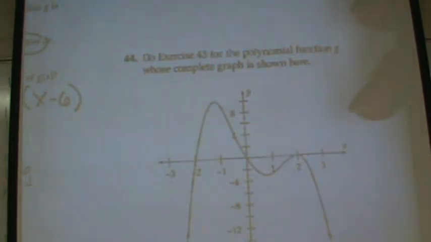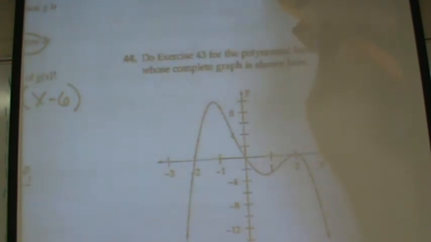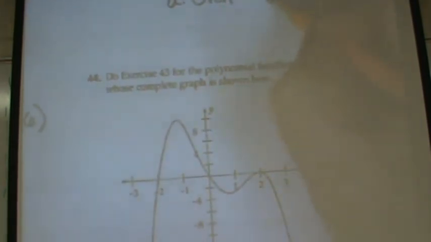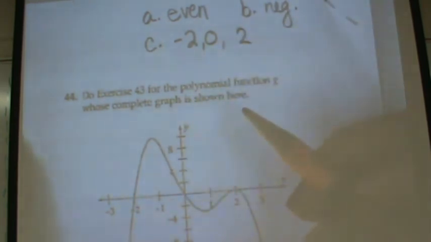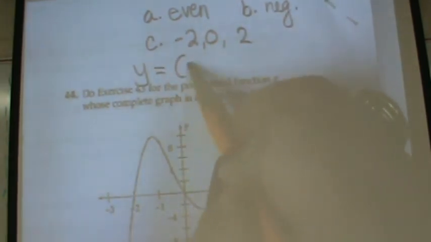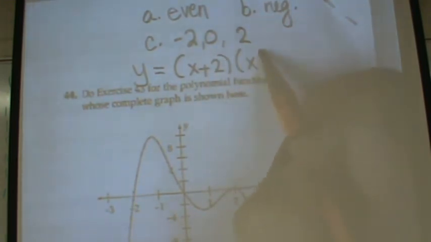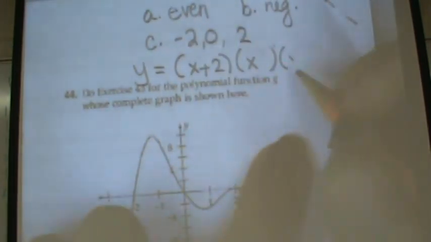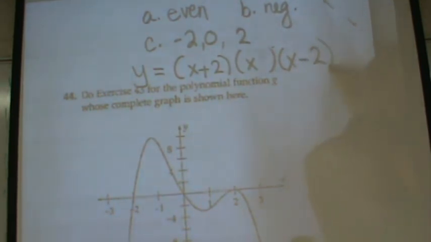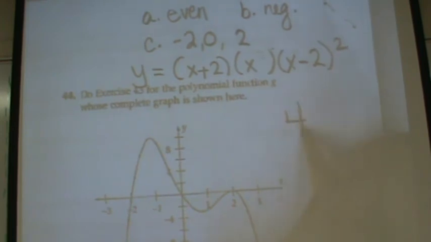With the same questions. A, is this going to be odd or even, the whole thing? Even. Is the leading coefficient positive or negative? Negative. For C, what are the zeros? Negative 2, 0, and 2. Can you write this in factored form? Y equals x plus 2, not x squared, no, just x, and then x minus 2 squared. And what would be the degree of this problem? The least is 4th degree.